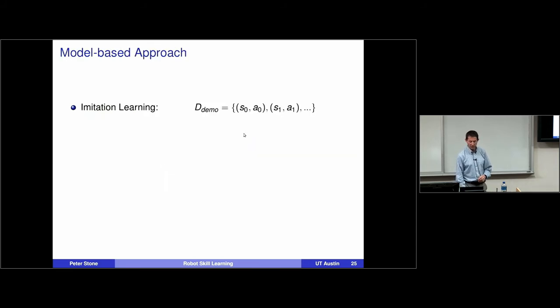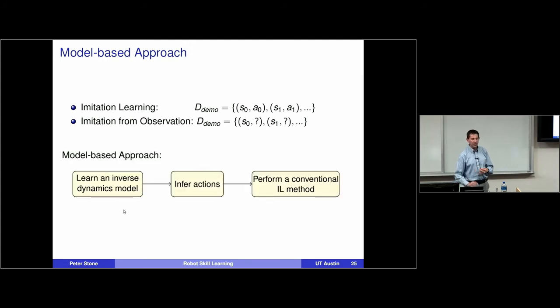One, a model-based approach, where we take the traditional imitation learning methods like behavioral cloning, where you start with a demonstration of state-action pairs, but now we're not going to have access to those actions, and we're going to do a prior inference step to fill in what those actions were. So how do we do that? We'll have the agent explore in its own joint space to learn an inverse dynamics model, then use that inverse dynamics model, which takes state and next state and infers the action that caused that transition, to fill in the missing actions, and then do conventional behavioral cloning.